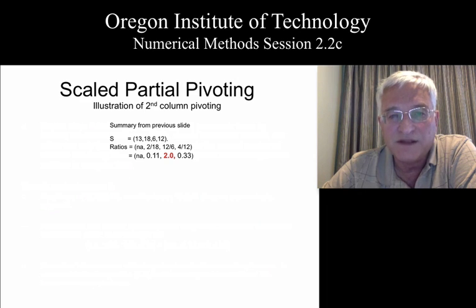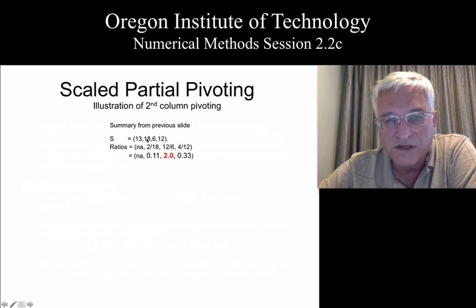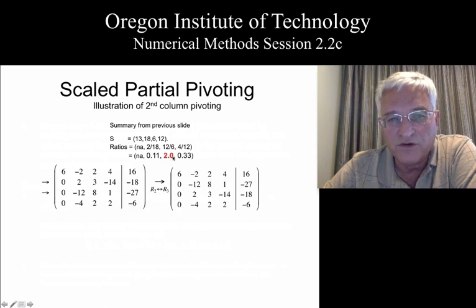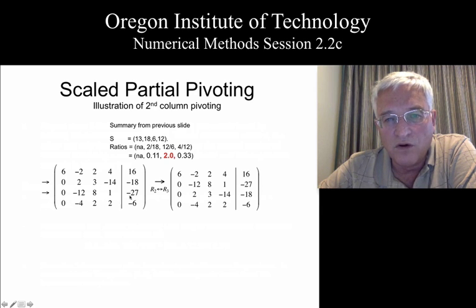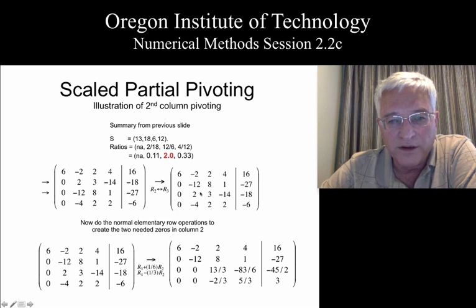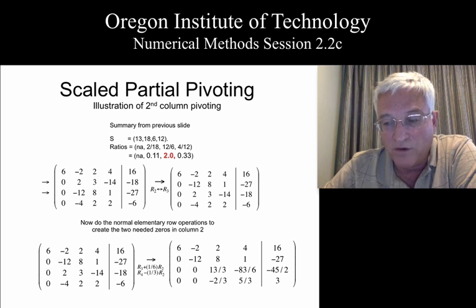Let's take a look at the summary of the results. So here's my S matrix. Here are the ratio vectors that we used on the first column, and here are the ratio vectors now that we're using on the second column. So 2.0 is the one of interest in the second column, and we're ready to do some more row reductions. We first are going to swap row 2 and row 3, as you can see we've done here, and then we'll do the ordinary elementary row operations that will eliminate these coefficients and place in zeros, as you see down below. Okay, so now we just have one more step.